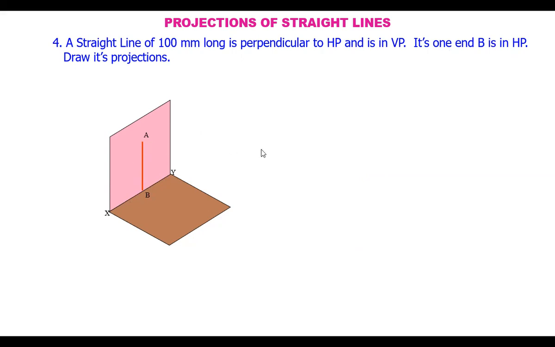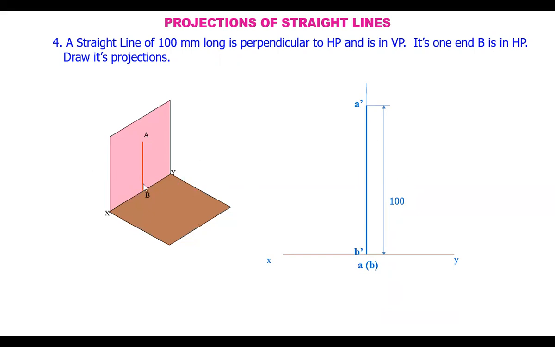So which view do you draw first? Yes, the front view is drawn first because the true length is visible in the front view. Draw the reference line, draw a perpendicular and mark a distance of 100 mm, because the 100 mm long line is seen in the front view. This 100 mm line is marked with B dash here and A dash here. A is above and B is in HP, the horizontal plane. So B dash is on the reference line. Mark the length of this line, the true length.